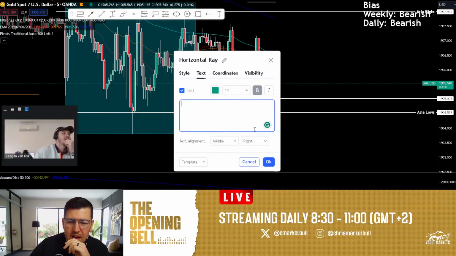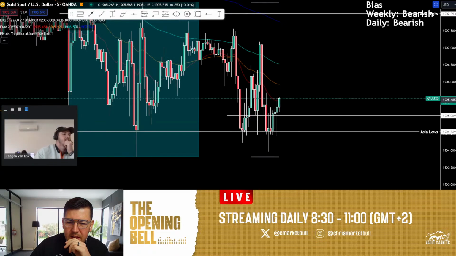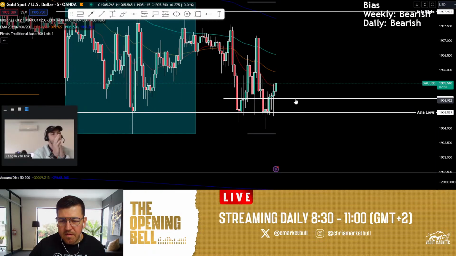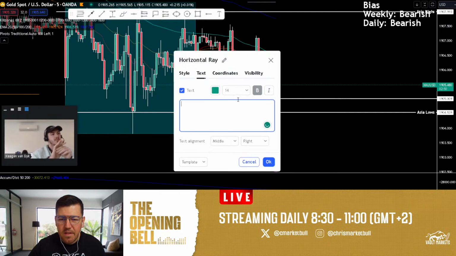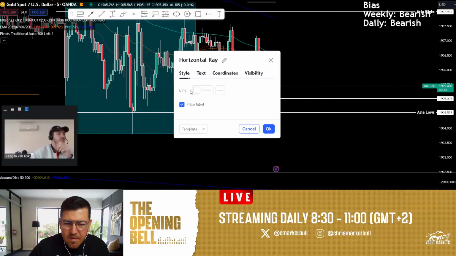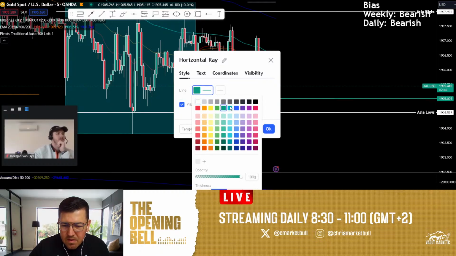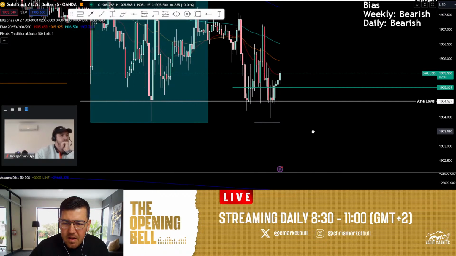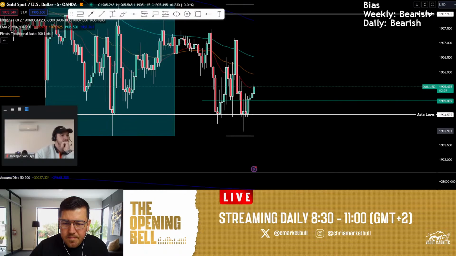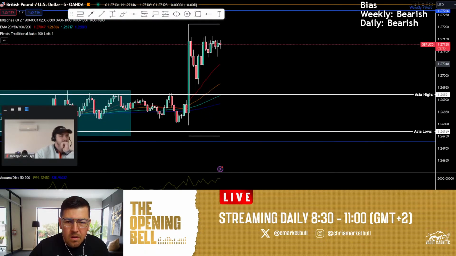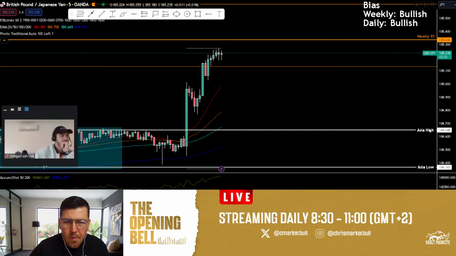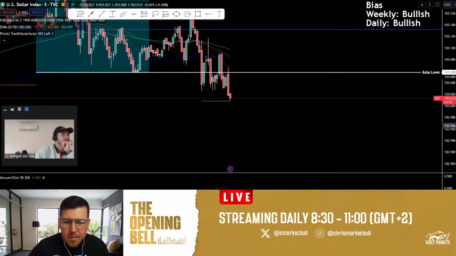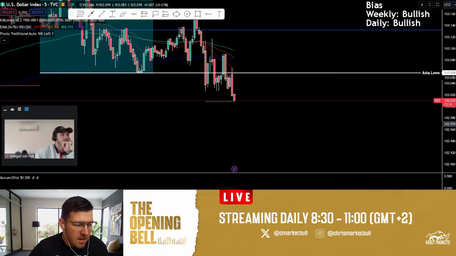I'm thinking this 1905 level, if we can hold that, for the most part, gold obviously moves between the $5 levels. So if I was going to consider any longs on gold, I would want this 1905 level to hold. DXY also rejecting Asia lows.